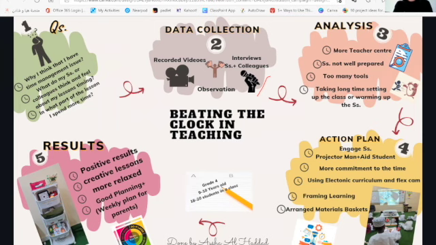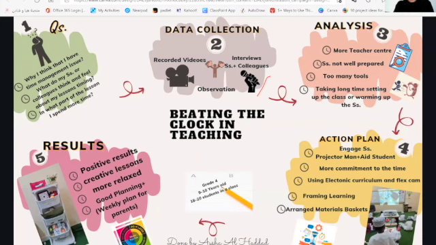I started my research questioning myself. Number one, why do I think that I have a time management issue? What do my students or colleagues think and feel about my lesson timing? And in what part exactly of the lesson do I spend more time? Then I collected data through recording my lessons, observing myself, and interviewing my students and colleagues.